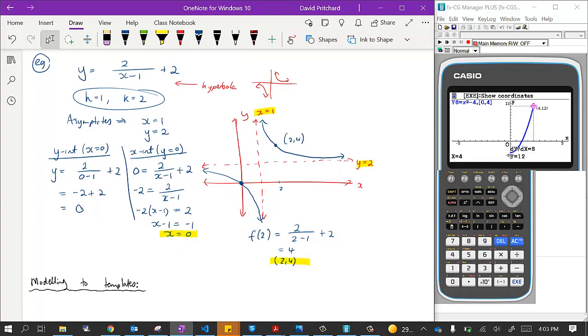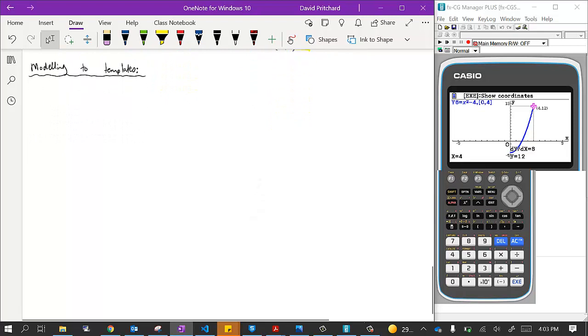All right. The final thing is modeling to templates. So when we're modeling to templates, generally, we've got 2 scenarios. So I'll set up 2 examples. One is that we can just be given information.